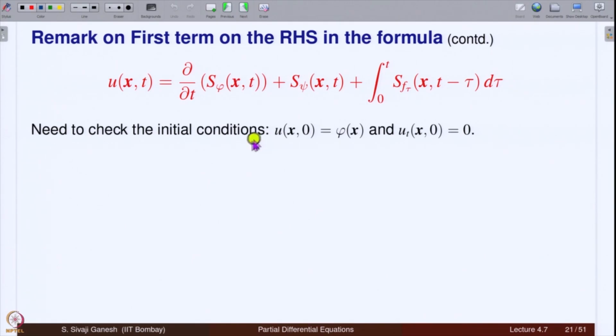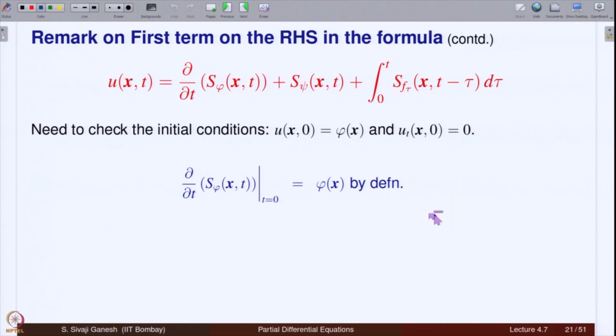So, this first term satisfies initial displacement phi and initial velocity 0. Let us check the initial displacement, that is, ∂/∂t of S phi of x, t at t equal to 0. We want to check this is phi of x. This is by definition, because what is S phi? S phi is solving the homogeneous wave equation with the initial velocity as phi. Then ∂/∂t of that is the initial velocity, so that is phi. So, this is by definition.